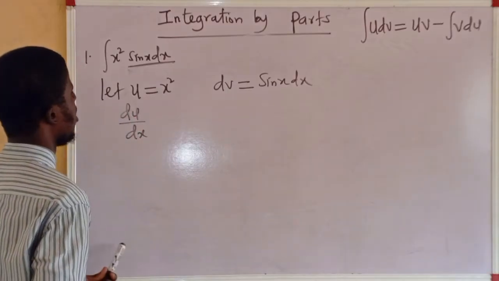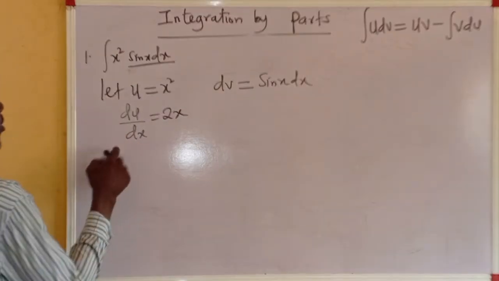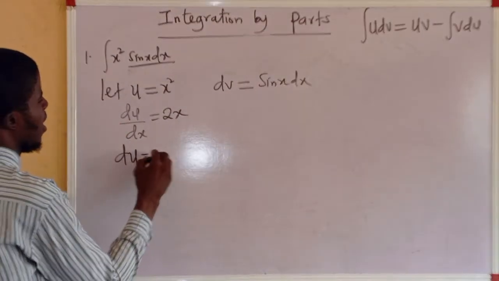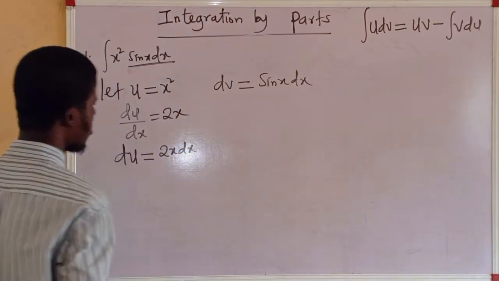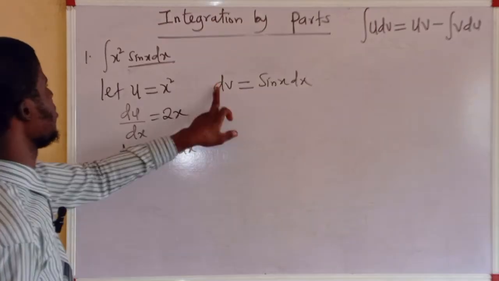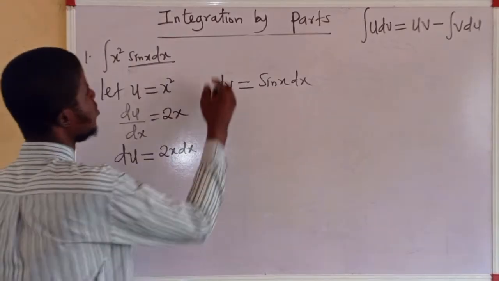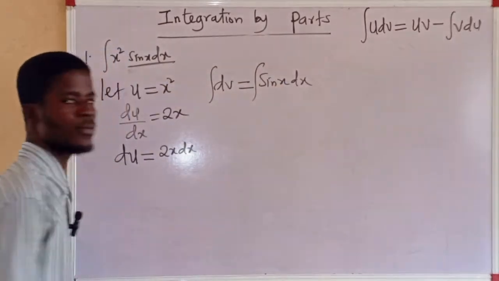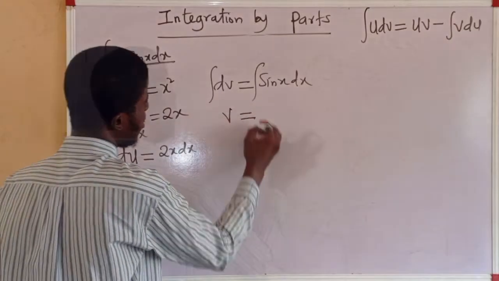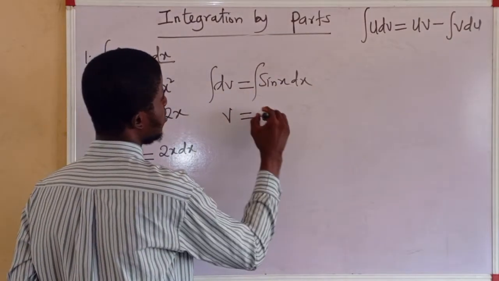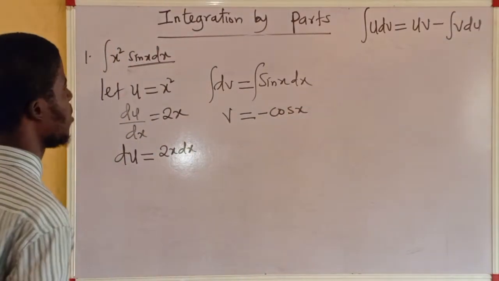So from here, I'll differentiate u with respect to x. That's du dx. And du dx is equal to what? 2x. So from here, if I make du the subject of the formula, I have du equal to 2x dx. Okay. This is dv equal to sine x dx. So to get v, I will take the integral of both sides. So the integral of sine x dx is minus cos x. Okay? So let's apply the formula straight.